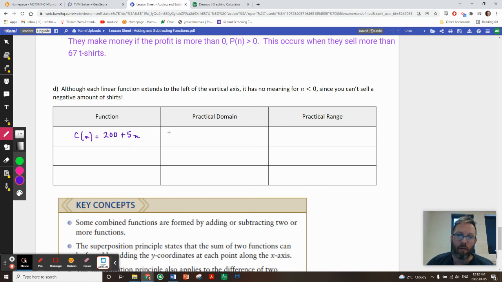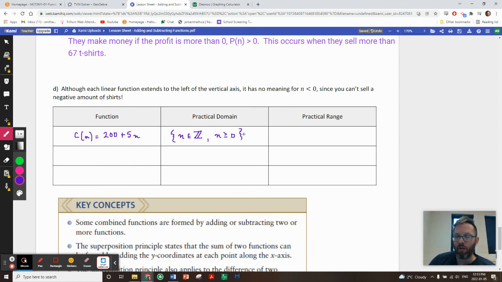So we would write it this way. The practical domain, what values of n can we have? They have to be integers. So we use Z for integers, which looks like a 2, a Z with a kind of double line in the middle. I was always bad at drawing those in university. And here we have to have non-negative values. n can be greater than or equal to 0.